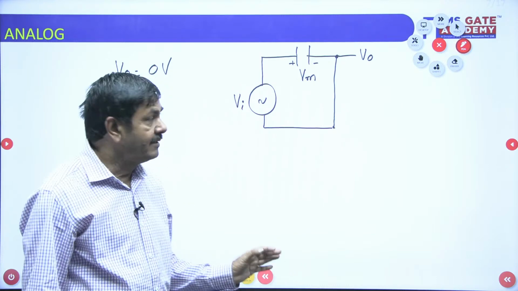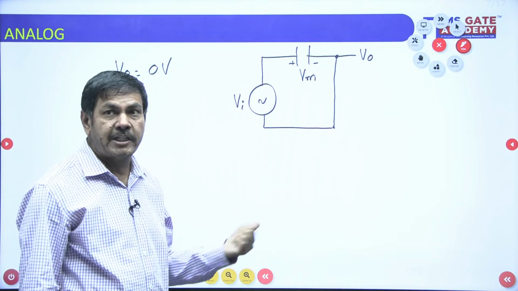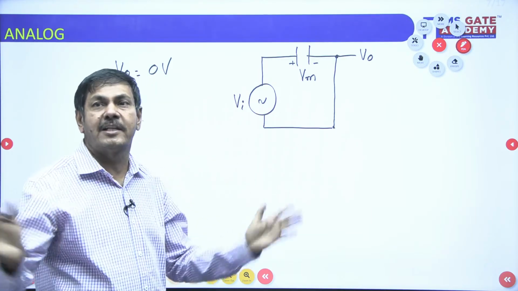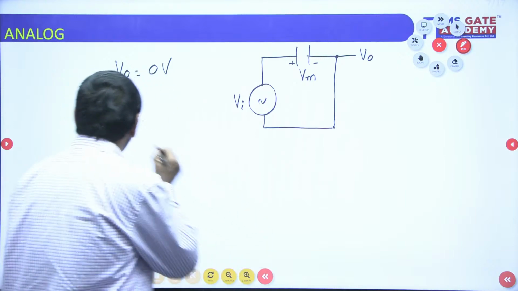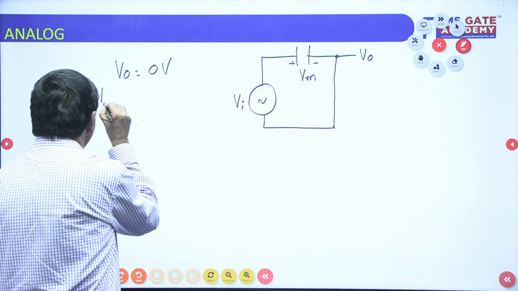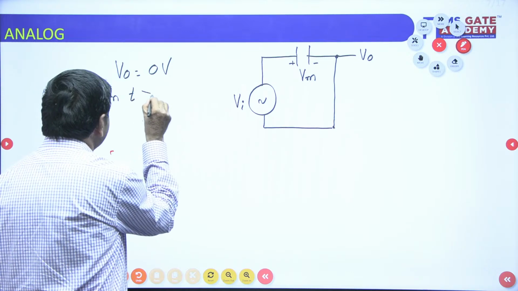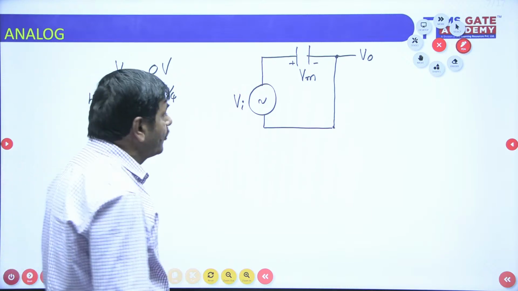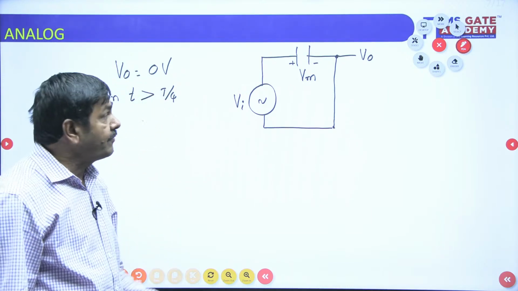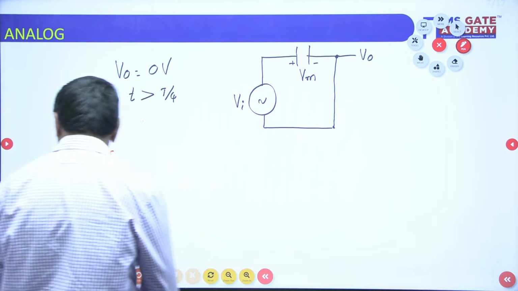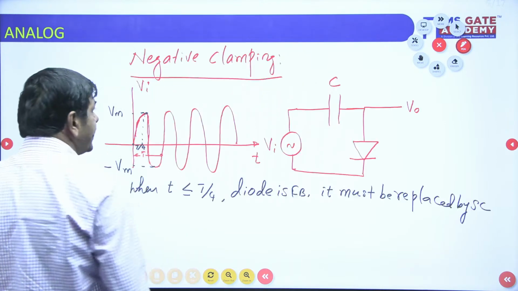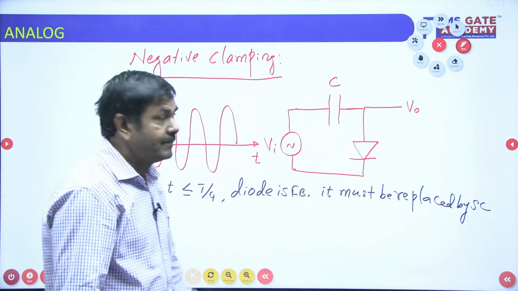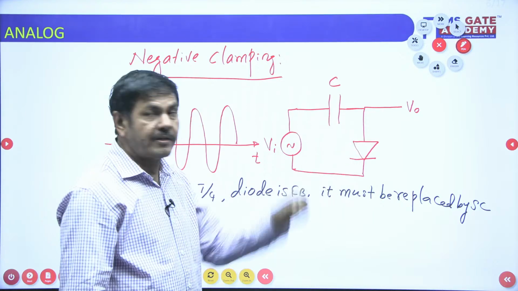During the period of time 0 to T by 4, this work is done. Up to that period, we are finding only 0 voltage. Now when t is greater than T by 4, what is going to happen? Is the diode forward biased or reverse biased? Please check it now. You can understand, already this capacitor is at maximum voltage.